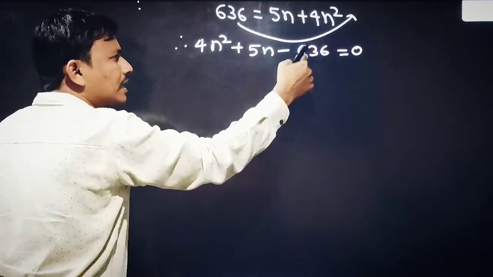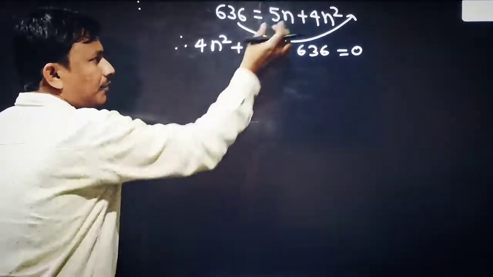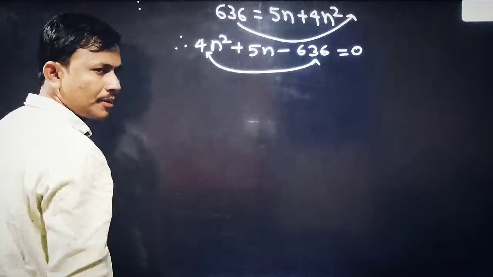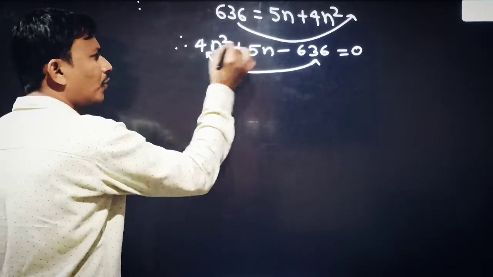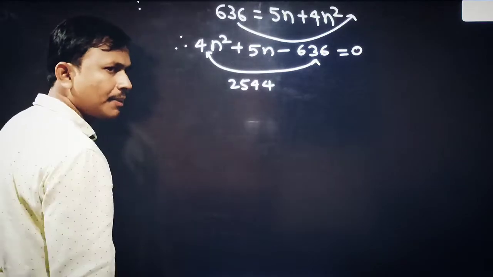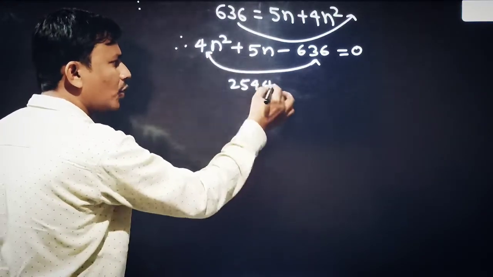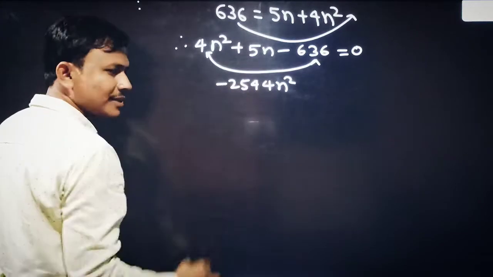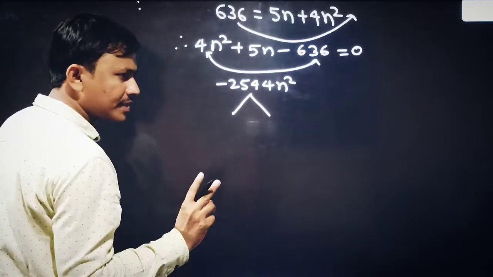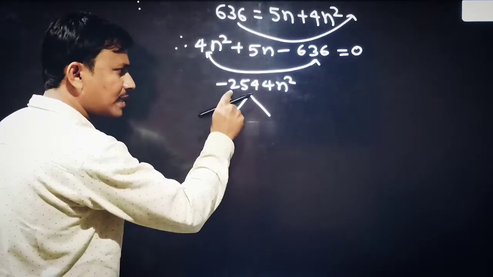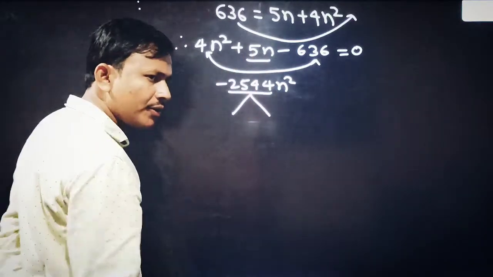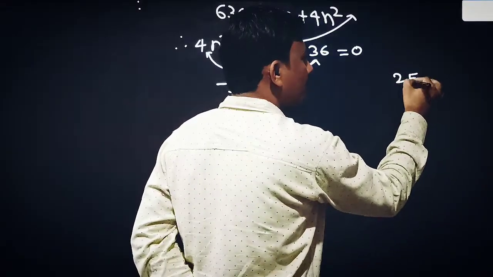The plus became minus. Write both as they are: first write 4n square, then write 5n. Next, let us multiply the first and last terms. Multiplying first and last term, 4 sixes are 24, 4 threes are 12, 14 carry on, 2544 into n square minus is there. Understood? 2544. You need to multiply two numbers. By multiplying those two numbers you must get 2544. If you add those two numbers you must get 5n. 2544.